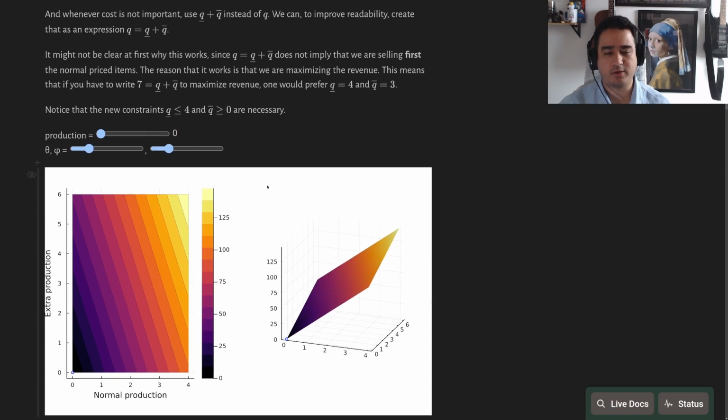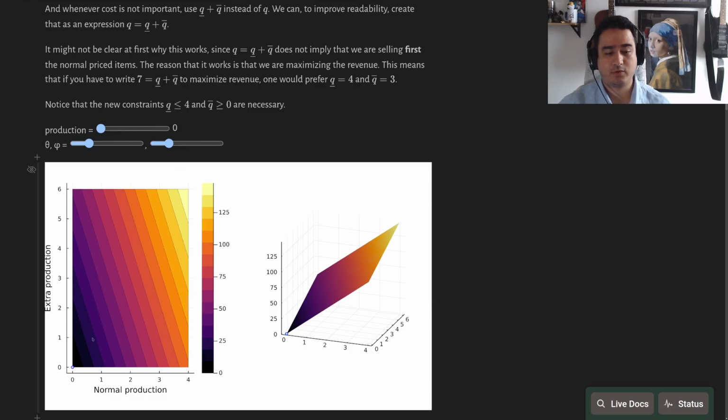Let's look at this other image right here. If you have 0 production, for some reason you don't have enough time to build any bracelet, that's easy. Your normal production, which is the Q underline, is 0, and your extra production, which is Q overline, is 0 as well. But as soon as you have any kind of production, you have a choice to make. So you only have time to build one bracelet, for instance. You can either build 1 normal and 0 extra, or 0 normal and 1 extra.